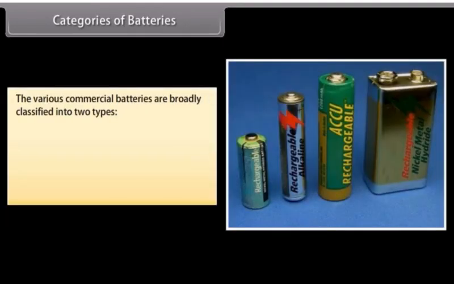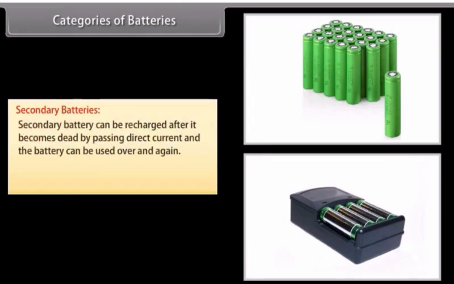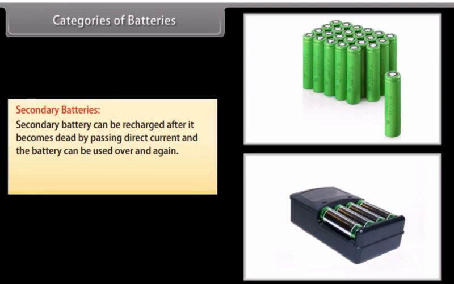Categories of batteries. The various commercial batteries are broadly classified into 2 types. Primary batteries. Primary batteries become dead over a period of time as the chemical reaction stops. These cannot be recharged or reused. For example, dry cell and mercury cell. Secondary batteries. A secondary battery can be recharged after it becomes dead by passing direct current, and the battery can be used over and again. For example, lead storage battery and nickel-cadmium storage cell.